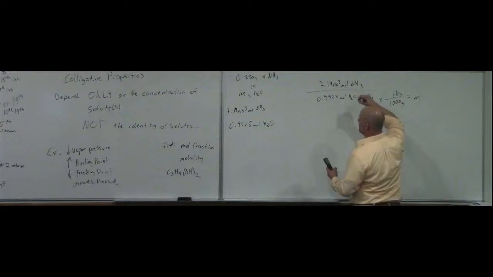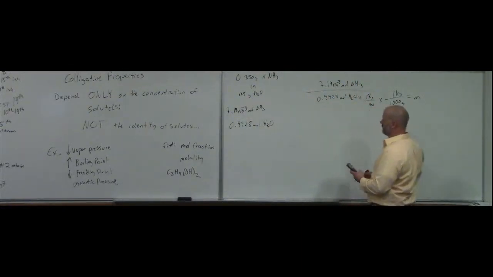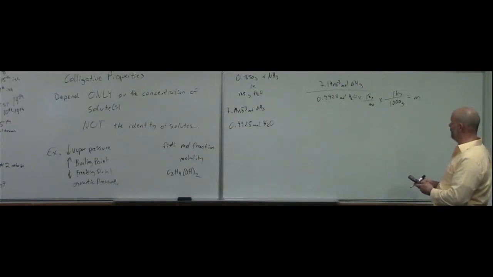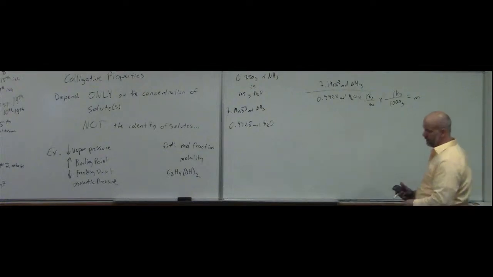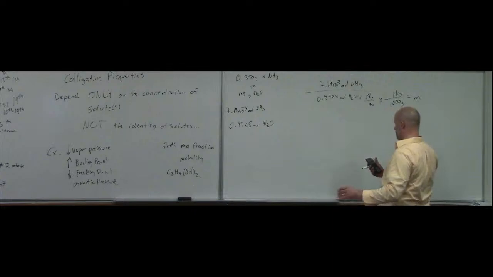This is to the negative third, isn't it? I'll mess that up. So 0.00714 divided by 0.9928 divided by 18 times 1,000. Got it.